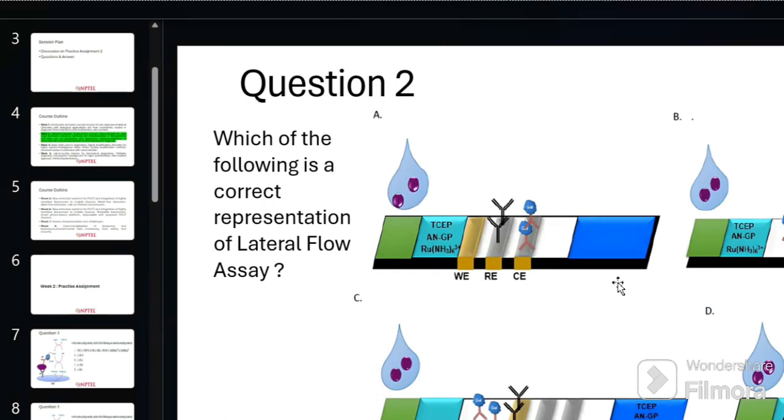Which of the following is a correct representation of a lateral flow assay? We have the first option wherein we have the working electrode. The labeling elements are on the reference electrode, and the secondary labeling elements are on the counter electrode. In the second representation, we have the secondary labeling elements before the working electrode, the detection antibodies on the working electrode, and the reference electrode and the counter electrode are blank.